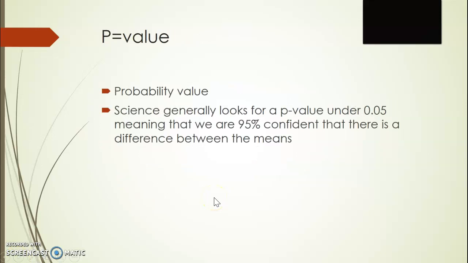What you generate with the t-test is something called a probability value. In science, we're generally looking for a p-value of under 0.05, meaning we're at least 95% confident that there's a difference between the means. So this is just a brief overview of p-value and the t-test and what those terms mean.